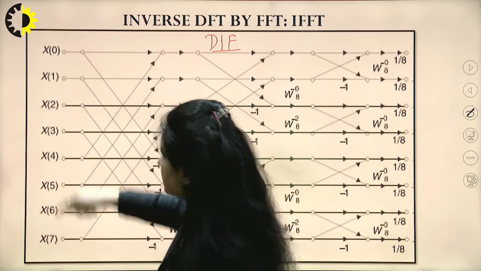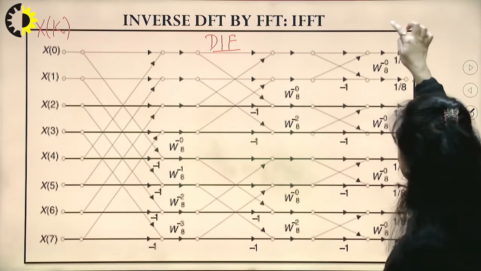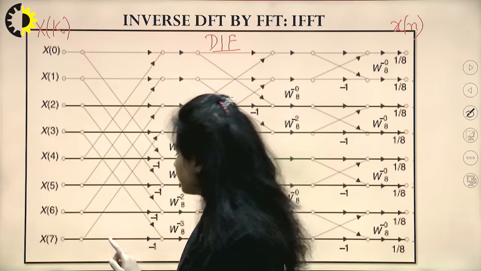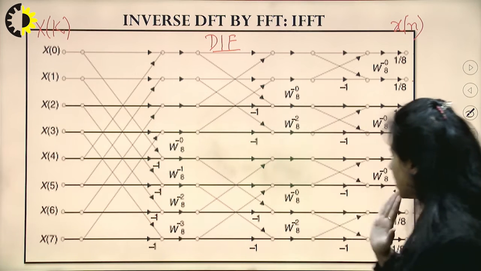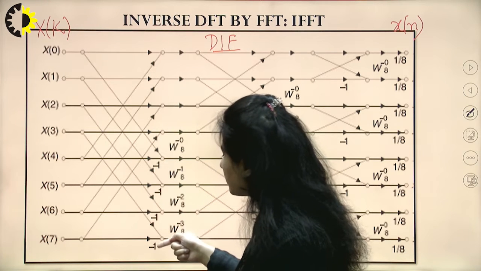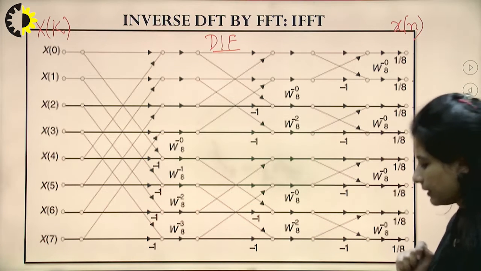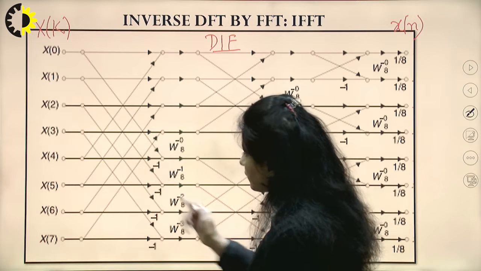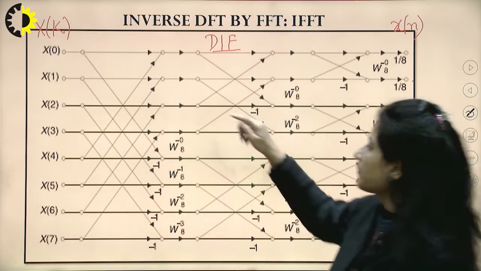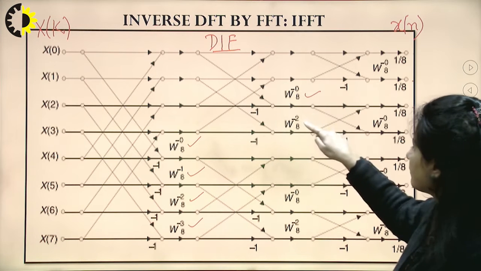All the input samples are now Xk and output samples are xn because I am calculating the inverse. This is my first stage, this is my second stage and this is my third stage. The same. I see that minus 1 has been drawn to the lower part here also and alternatively here, no difference. W is coming after the multiplication part in every stage. So where lies the difference? The difference is W is negative here at every part and every stage.